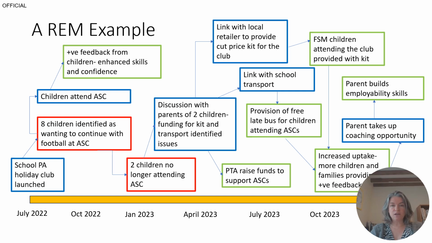So there's a lucky link with a local retailer who's able to provide cut price kit for the club, and then a conversation with school transport. And then some good outcomes come from that: they decide to put on a late bus for children attending the after school club. So that is a positive outcome there, which leads to increased uptake for more children and families being able to be involved. There's also an arrangement made, a good impact in terms of children who are eligible for free school meals are provided with kit, so that takes away that barrier for them.